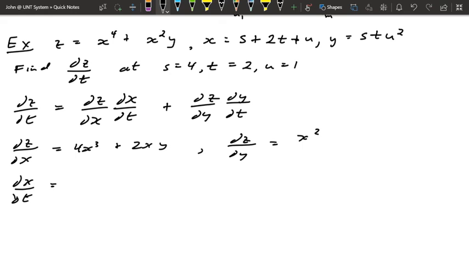All right, so x is s plus 2t plus u. The partial with respect to t is just 2. Del y del t. So y is equal to s t u squared. So we treat s and u as constants. And that's times t, so it's going to be s u squared.